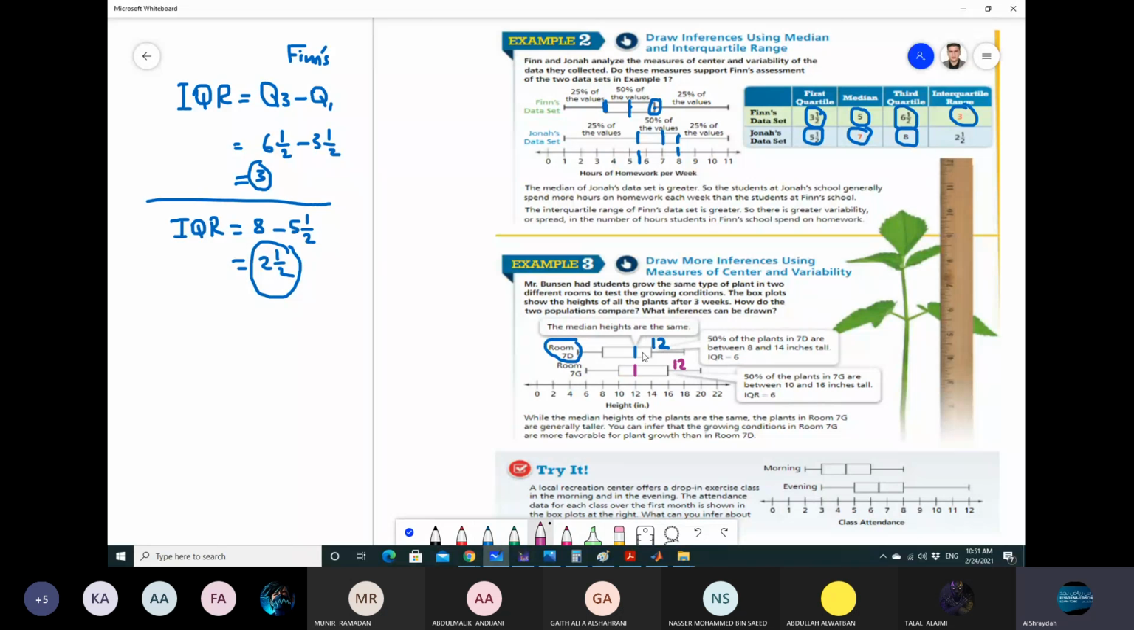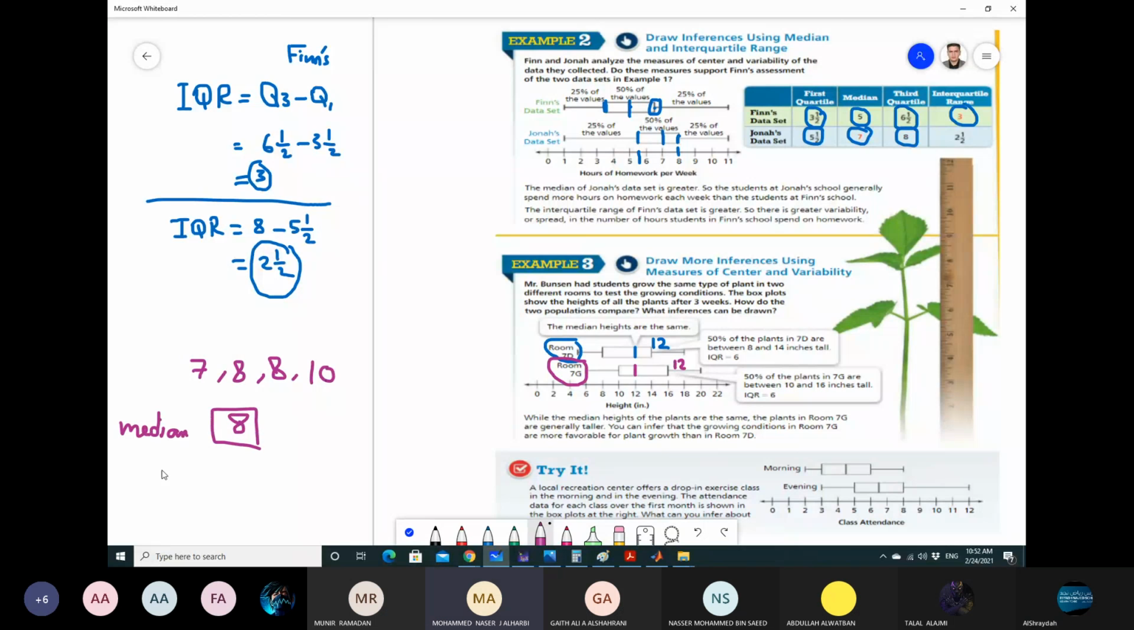What do you mean by the median? Do you know what we mean by the median? If I told you you have those marks, let's say we have 7, 8, 8, and 10. If I told you that the median is 8, what do you mean by the median is 8?